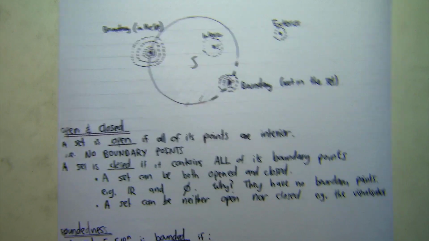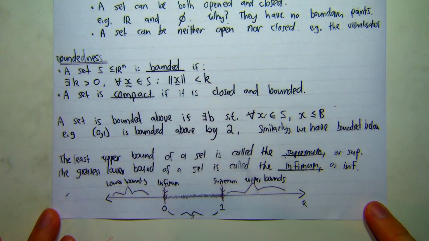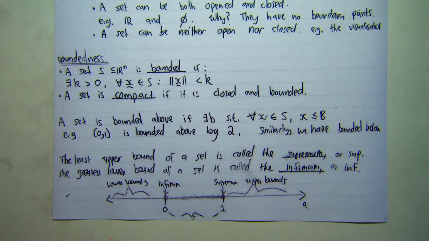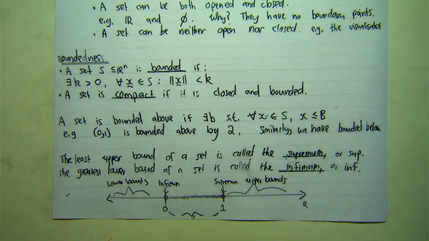Okay, last thing that we're looking at in this video is the concept of boundedness. A set is bounded if there exists some real number k where the modulus of the point is always less than k for every point in the set. So you can think of it as being able to fit the size of the set into a metaphorical box, or actually metaphorical ball. And if you can do that for every point, then the set is bounded.